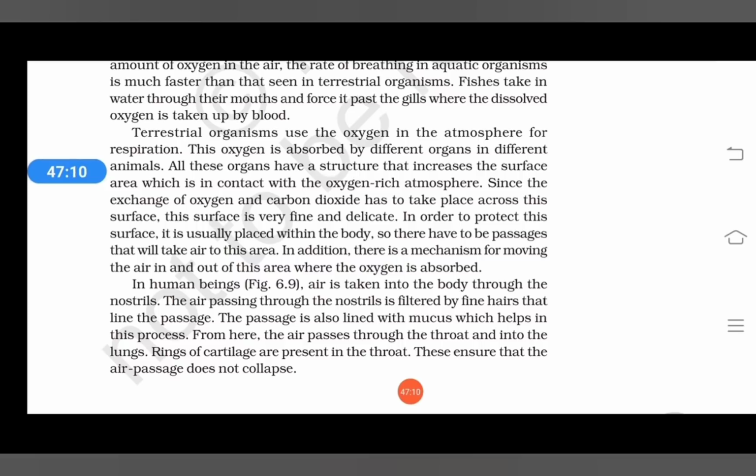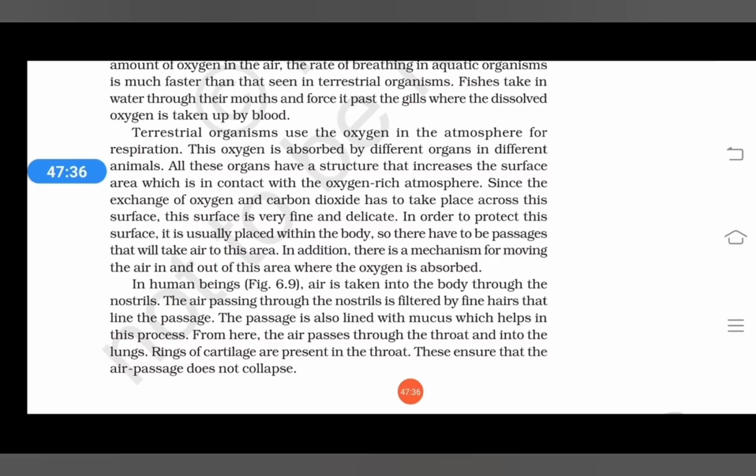Since this surface is very fine and delicate, in order to protect it, it is usually placed within the body. So there have to be passages that will take air to this area. In addition, there are mechanisms for moving the air in and out of this area.